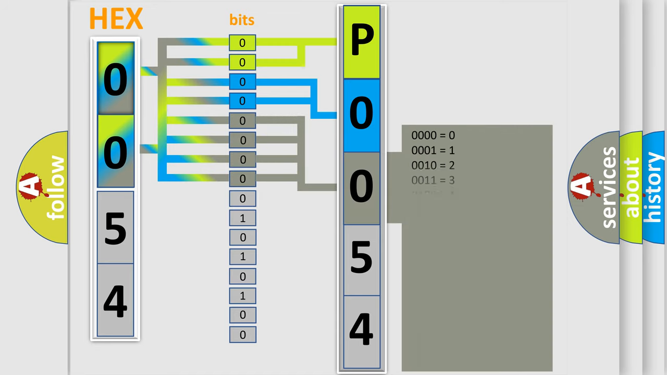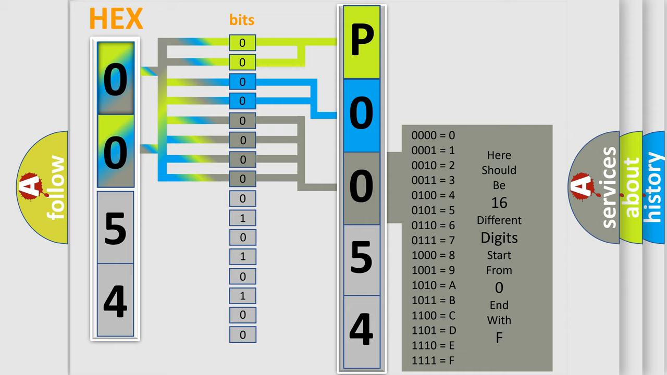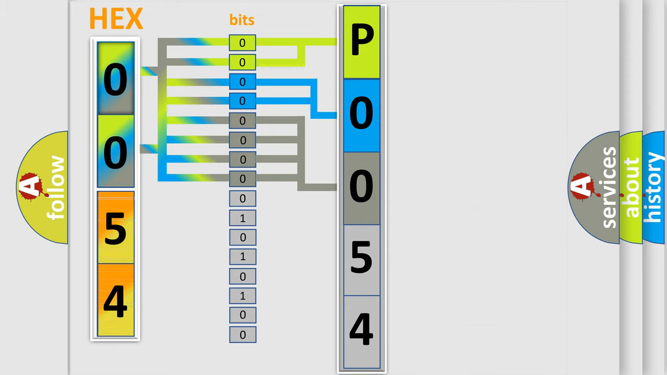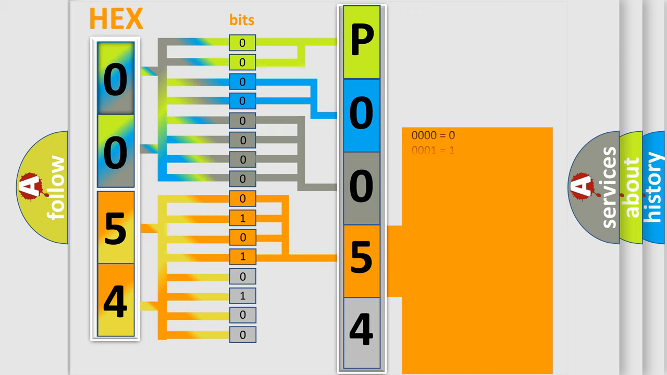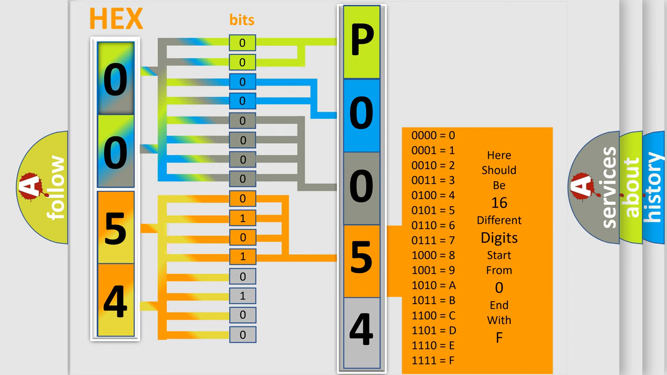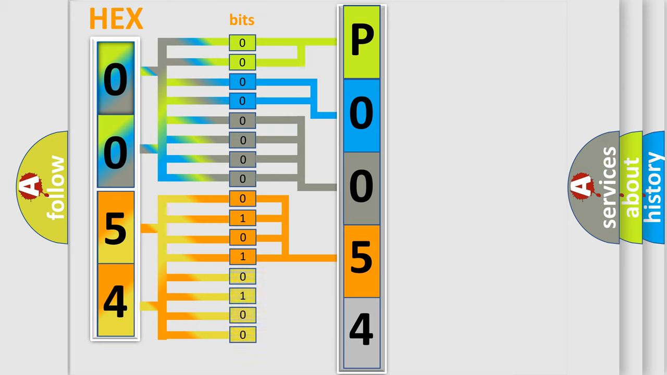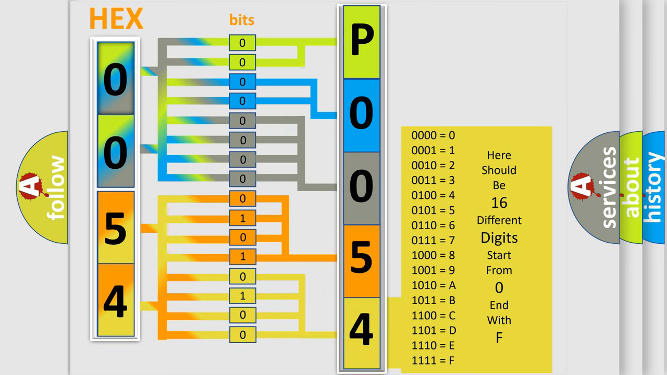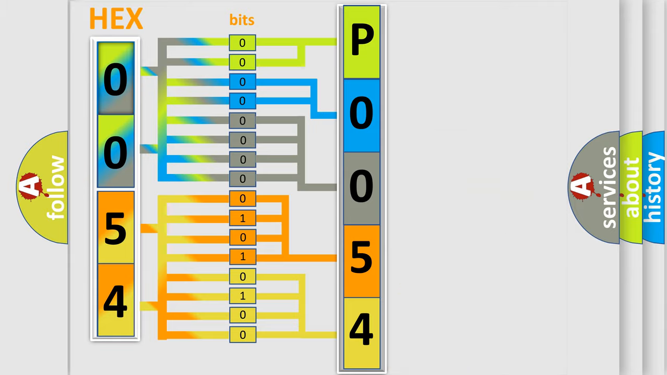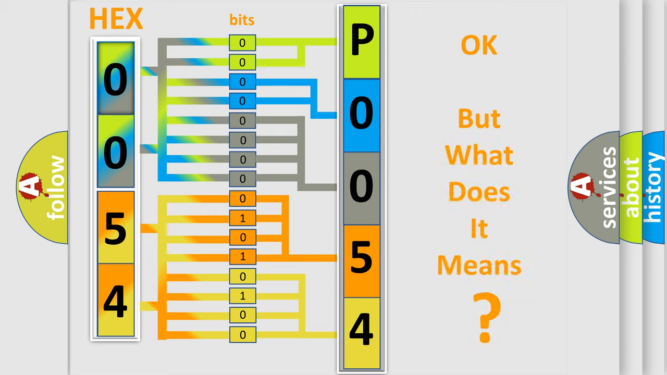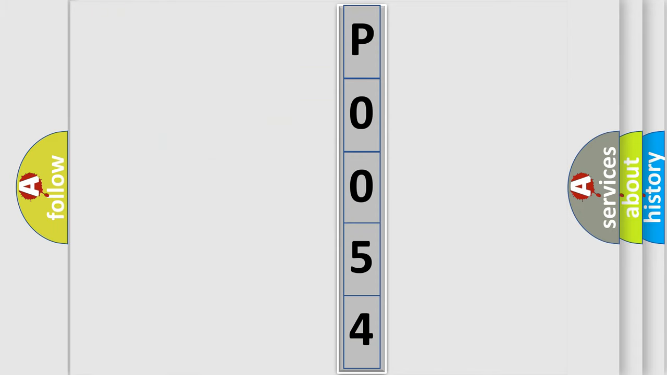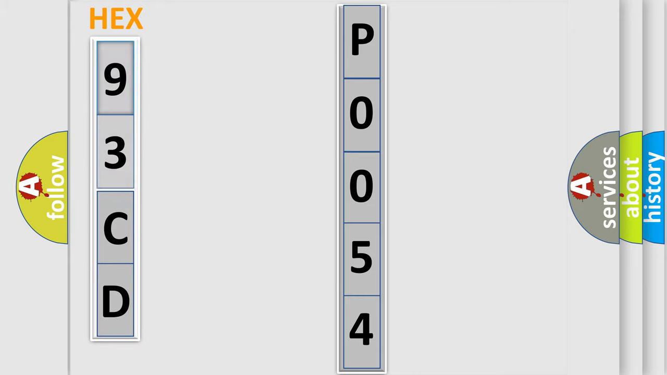The second byte is composed of a combination of 8 bits. The first 4 bits determine the fourth character of the code, and the combination of the last 4 bits defines the fifth character. A single byte conceals 256 possible combinations. We now know in what way the diagnostic tool translates the received information into a more comprehensible format. The number itself does not make sense to us if we cannot assign information about what it actually expresses. So, what does the Diagnostic Trouble Code P0054 interpret specifically for Saab car manufacturers?